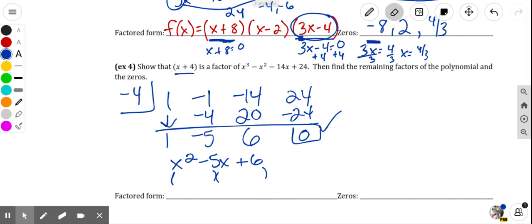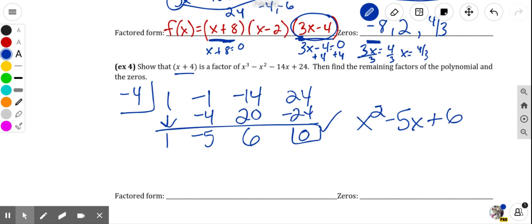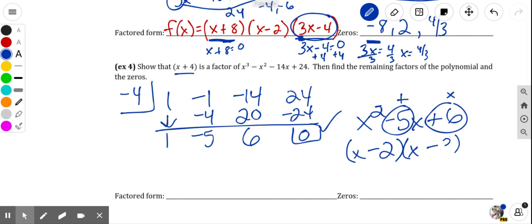I'm actually going to write this over here. So x squared minus 5x plus 6. Okay. So this time we want to multiply to +6, add to -5. This time it would be -2 and -3 because multiplied would be +6, add, and you'd get -5.